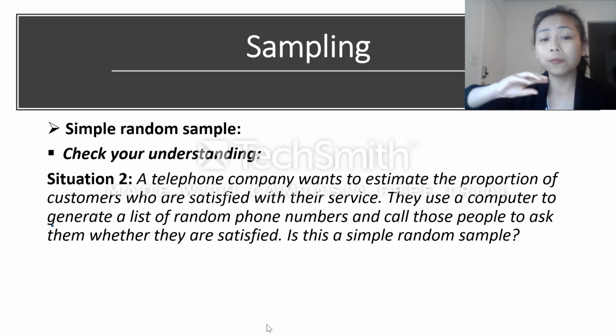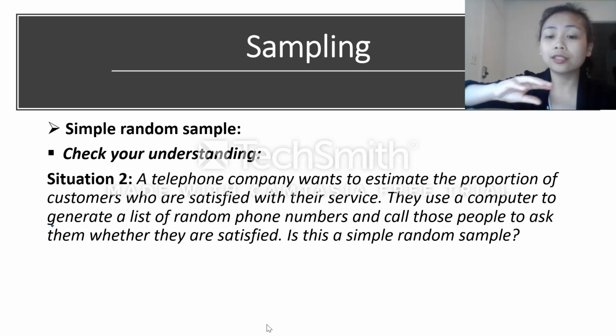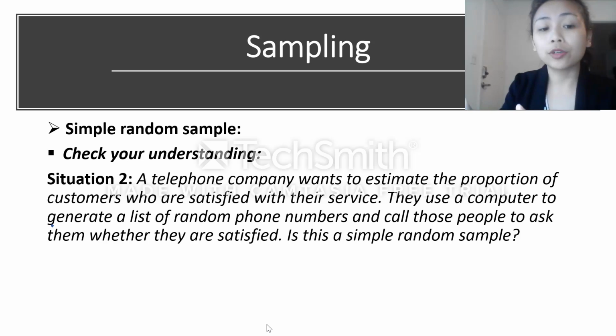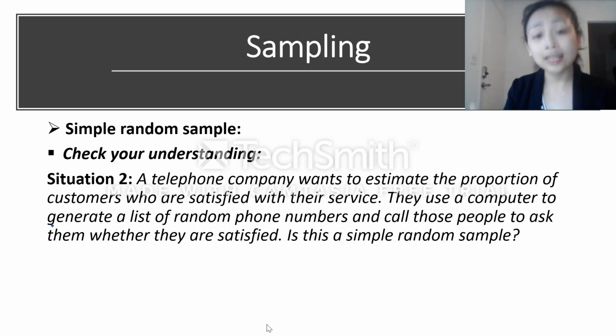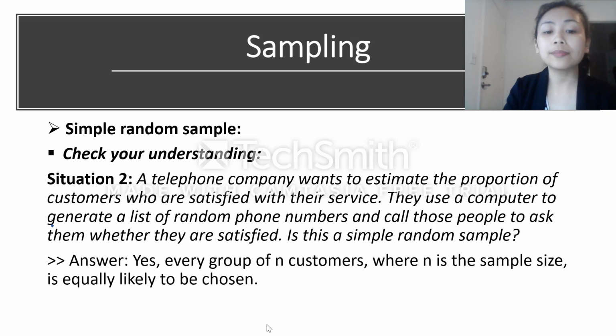So here, this is how the company collects the data. They use the computer to generate a list of random phone numbers. So here, the probability of each number being chosen will be the same. And then they use the list of phone numbers generated. They call people to ask. Here, suppose that all people will pick up the phone and answer. In this case, it is a simple random sample, right? Yes, because every group of n customers, where n is the sample size, is equally likely to be chosen.